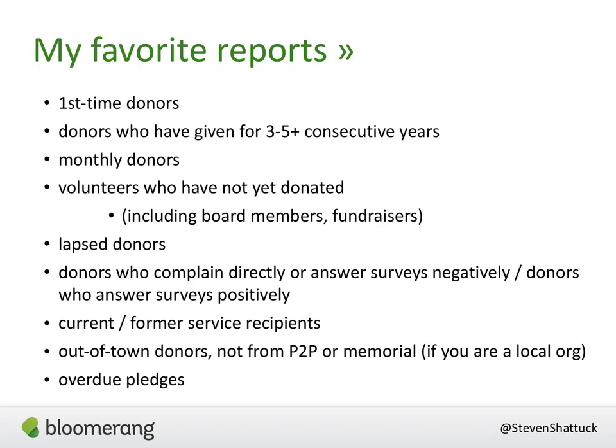Lapsed donors, a LYBUNT or a SYBUNT, and that's pretty ubiquitous in most databases for sure. Be looking at those things. Donors who complain or maybe give you negative feedback, you might want to, again, insulate those donors from perhaps a mass appeal or something like that until you mitigate that complaint that they have. Because if they complain to you and then an appeal hits their inbox 3 days later, that's really going to tick them off, and you might alienate that person for life.